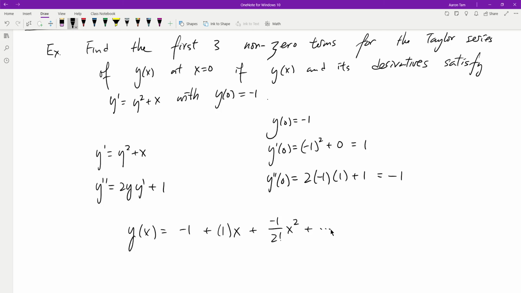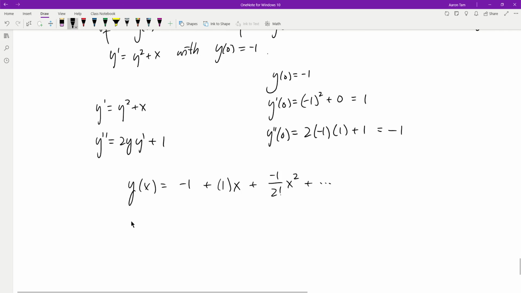Don't forget the plus dot, dot, dot, because you are being asked to write out a Taylor series, which is an infinite series. So therefore, you should have the plus dot, dot, dot to indicate the series continues on forever. And so I can just simply clean this up into y of x equal to negative 1 plus x minus 1 over 2 x squared, plus dot, dot, dot.